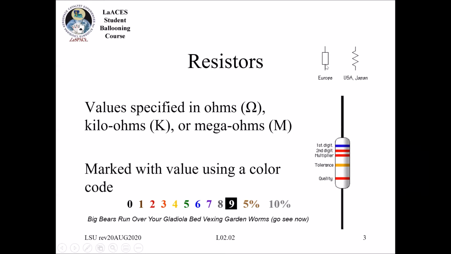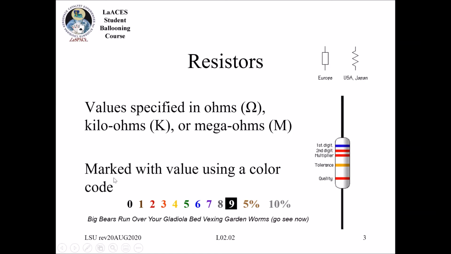Apparently in Europe, that's what it looks like. I didn't realize there was a distinction. I've seen it in both of these. Typically, the one on the right where it says USA and Japan, that's the way that I've seen it on a schematic before. So just be aware of that. And the values are specified in ohms, as we mentioned before. Again, kilo ohms is 10 to the 3, and mega ohms is 10 to the 6.